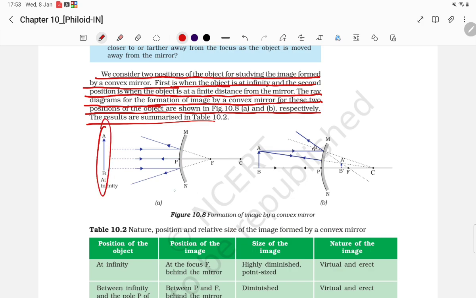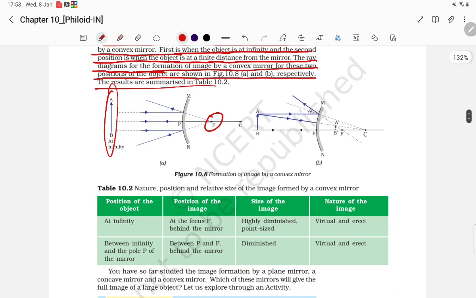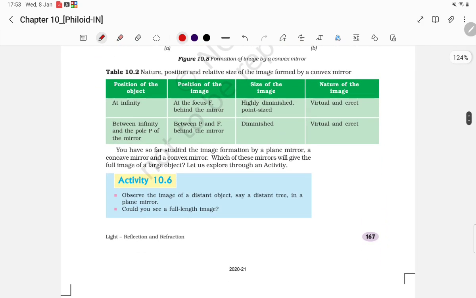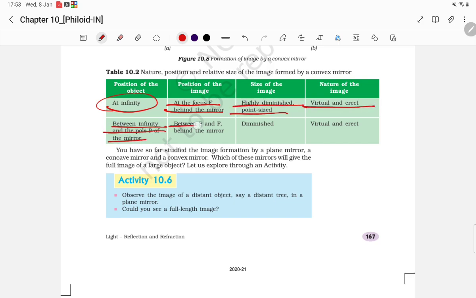So if the object is at infinity, students, the image will form at the focus. If the object is between infinity and the pole, the image will be between P and F. At infinity, the image is at the focus behind the mirror, highly diminished, point-sized, virtual and erect. Between infinity and the pole, the image is between P and F, behind the mirror, diminished, virtual.